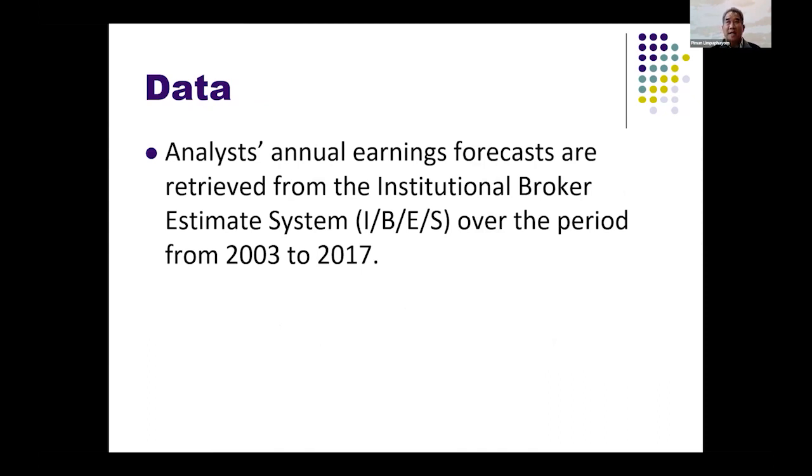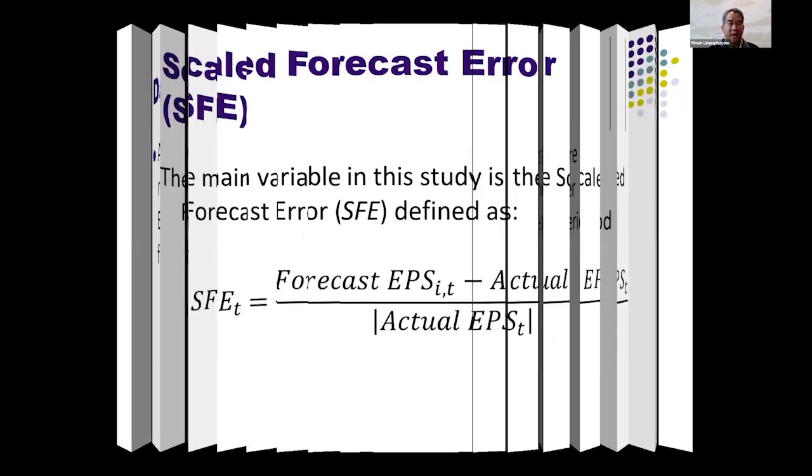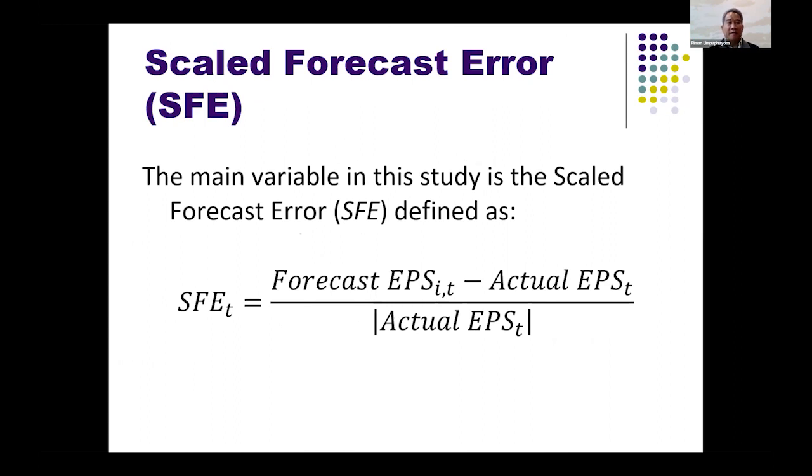Eventually, I'll get to those countries later, but I start now with the US, presumably a very sophisticated market with all the professional analysts. Let's see how they do. So the key variable is the scale forecast error, which compares the forecast 12 months ahead to the actual earnings. And the idea is that if the error is high on the positive side, meaning the analysts are too optimistic, then the scale forecast error will be positive.